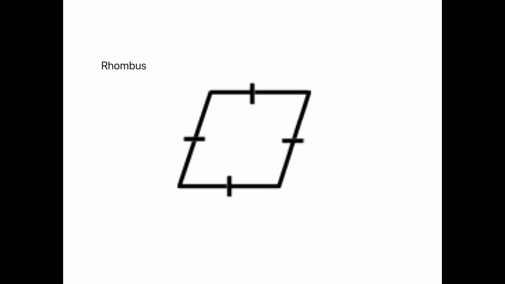A rhombus is a parallelogram with four congruent sides. So as you can see here, all of the sides are the same, and what they don't print is that the top and the bottom are parallel, and the left and the right are also parallel. And you know that because a rhombus is a parallelogram.